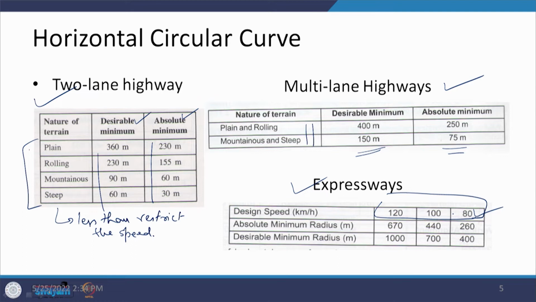And what you can see is that if you are talking about a 100 kilometers per hour speed and we are looking at a desirable minimum here, then in this case it is 700 meters. But if I talk about the plain terrain for a 2-lane highway and desirable minimum, which again is related to 100 kilometers per hour, it is almost half of that. So, that is a big difference when we are moving from 2-lane highways and finally approaching the expressways. A vast flat radius has been provided on the horizontal curve, so that the vehicles can negotiate them very easily, smoothly, comfortably, and there is no issue of safety in that.